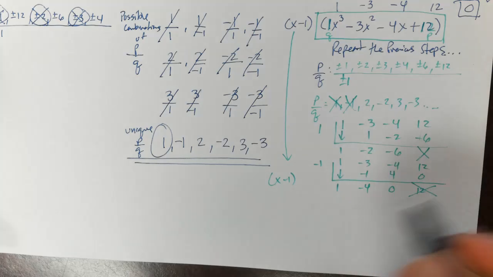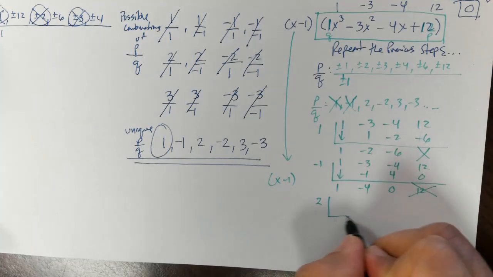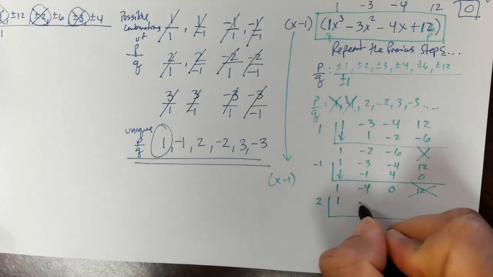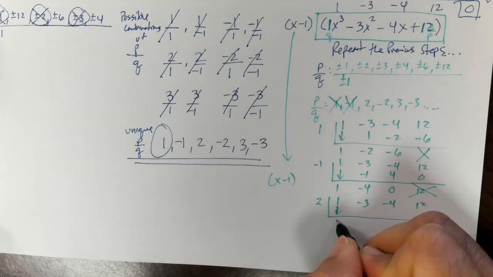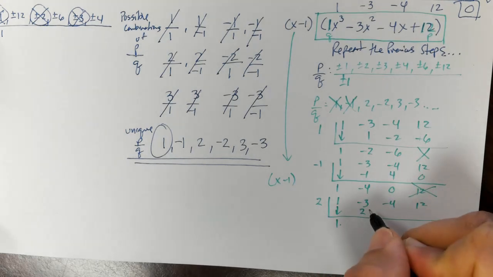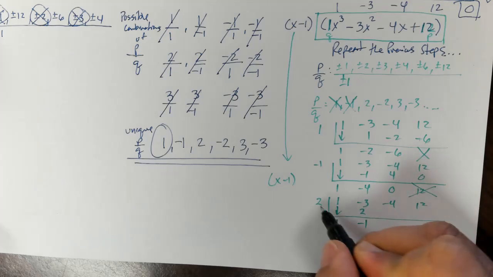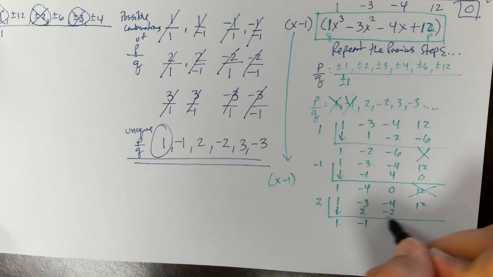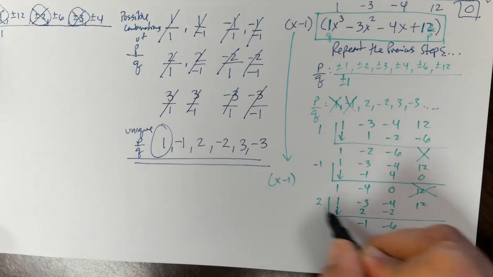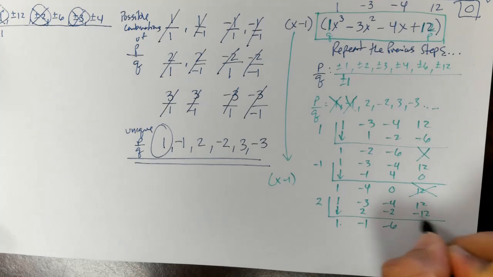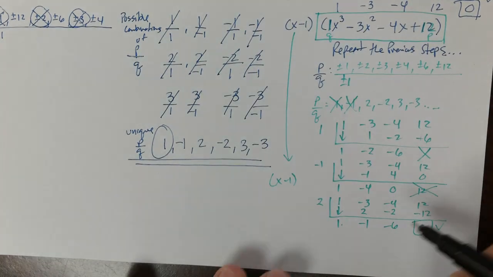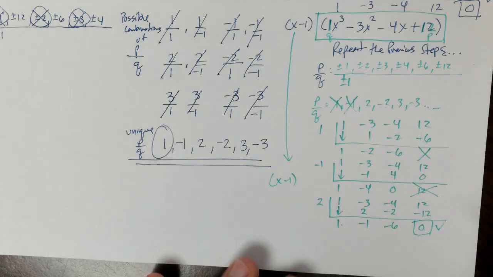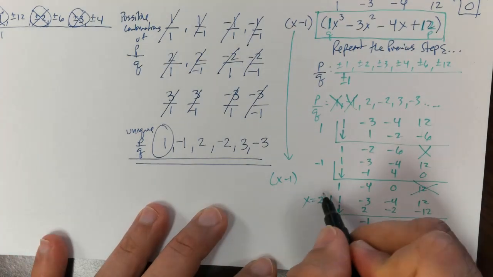Let's try 2 out. 1, negative 3, negative 4, and 12. 2 times 1 is 2. When I add those, I get negative 1. 2 times negative 1 is negative 2. When I add those, I get negative 6. 2 times negative 6 is negative 12. This adds up to 0. We did it. We found the next x-intercept. X equals 2 worked.